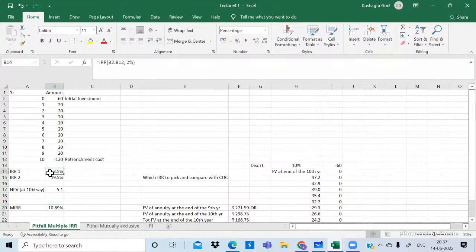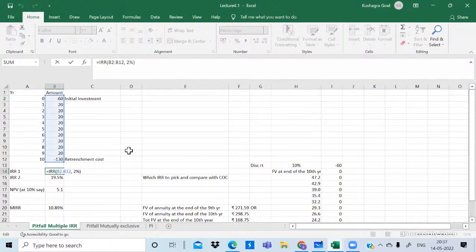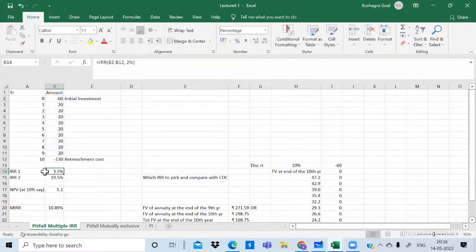Let's say I want to calculate the first IRR. Again, this is a trial and error method, so it could be a little time consuming. I select all the numbers, and then I insert the guess number. Let's say I insert 2, which means I'm assuming the IRR for this project is 2%. And I get an answer of 3.5%, which means this is one IRR, 3.5%.